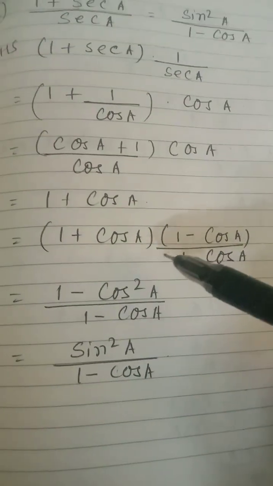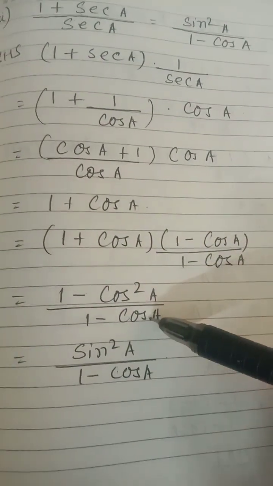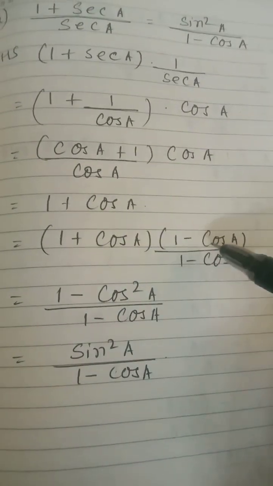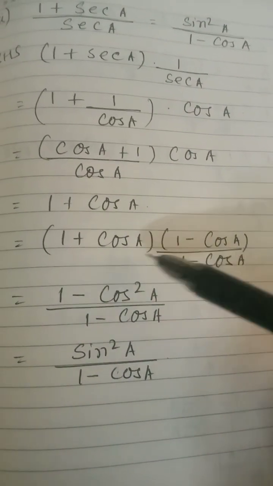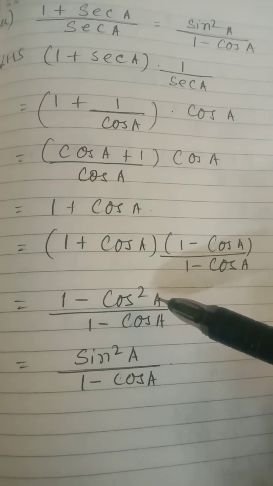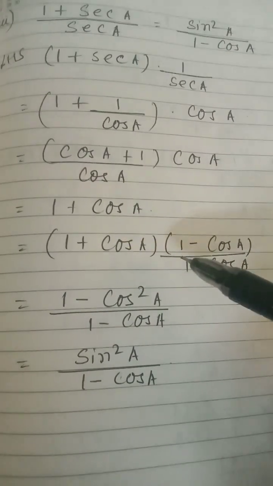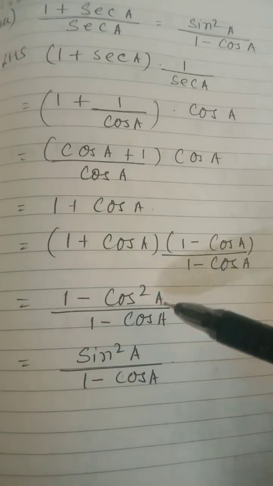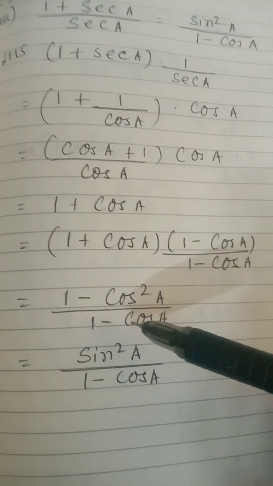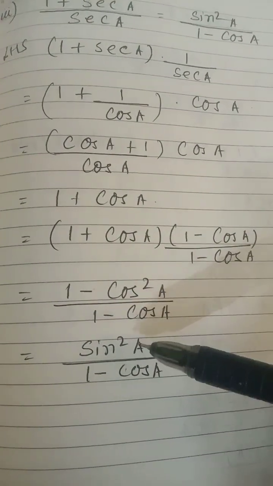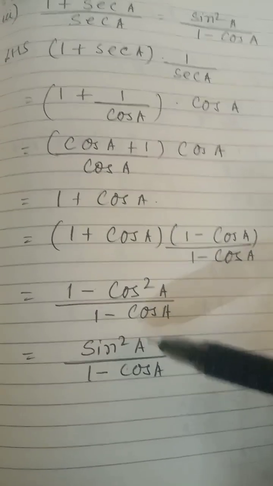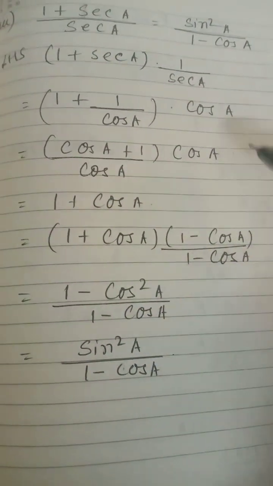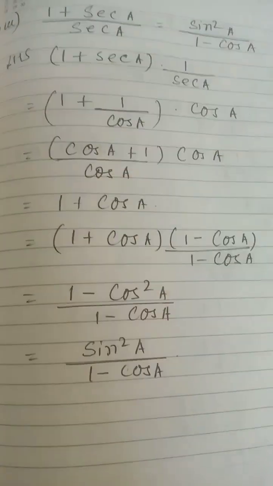The benefit is that 1 minus cos A will come in the denominator, and 1 plus cos A into 1 minus cos A equals 1 minus cos square A. Why? Because A plus B into A minus B equals A square minus B square. So it is 1 minus cos square A. So now 1 minus cos square A equals sine square A. This is the identity. So sine square A by 1 minus cos A. This we had to prove.